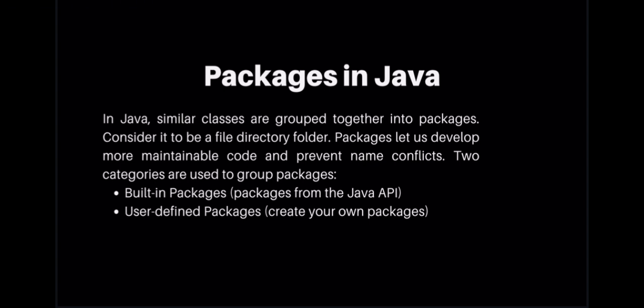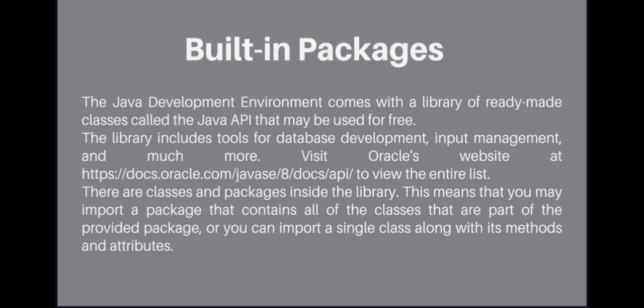Two categories are used to group packages. We have built-in packages from the Java API, and user-defined packages, where you create your own packages. Firstly, let's get into built-in packages. The Java development environment comes with a library of ready-made classes called the Java API that may be used for free. The library includes tools for database development, input management, and much more than that.